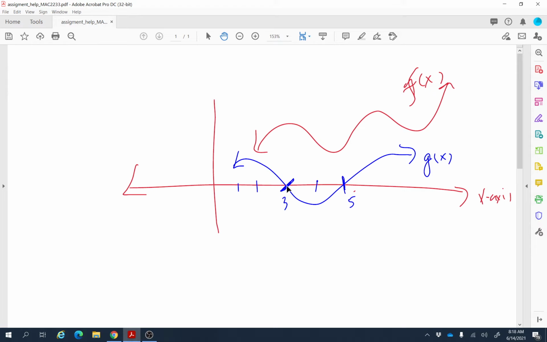So this is the zero. At 3, the value of the function is 0. That's why 3 and 5 are the zeros of this blue curve. So that's the intermediate value theorem. If the value of the function is changing from positive to negative or negative to positive, then on that interval you are going to get at least one zero.